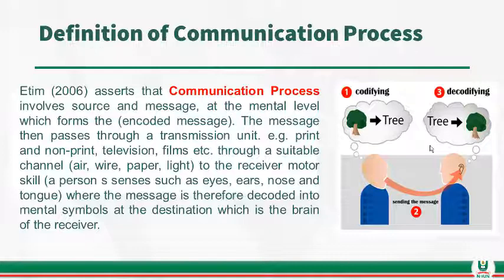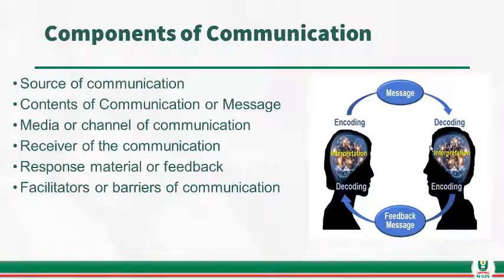The receiver has the ability to interpret or decode the message. The message is therefore decoded into mental symbols at the destination, which is the brain of the receiver. So this is one of the comprehensive definitions of the communication process. What are the components of communication? In each communication, as we are communicating, these components have to be involved.